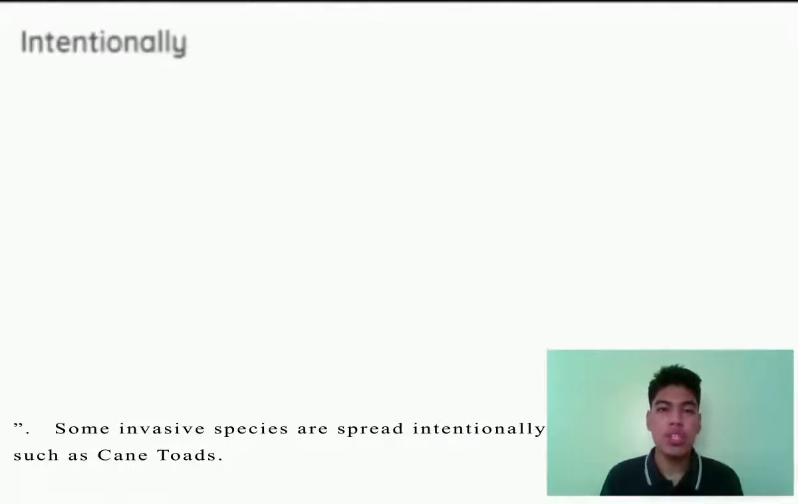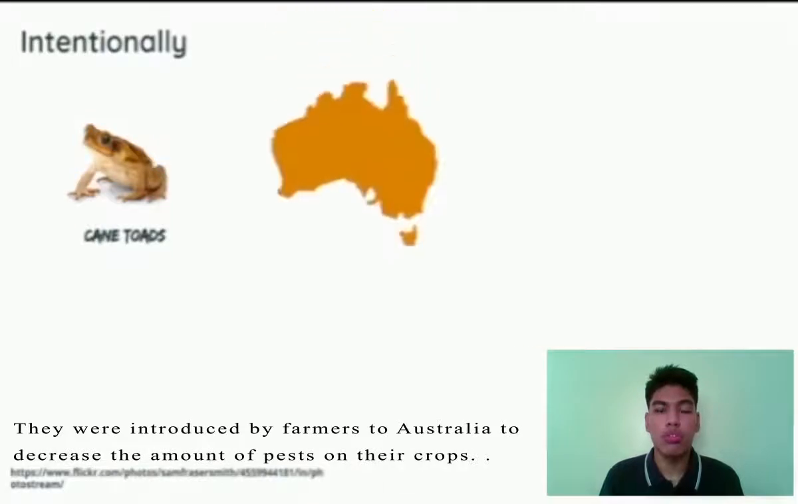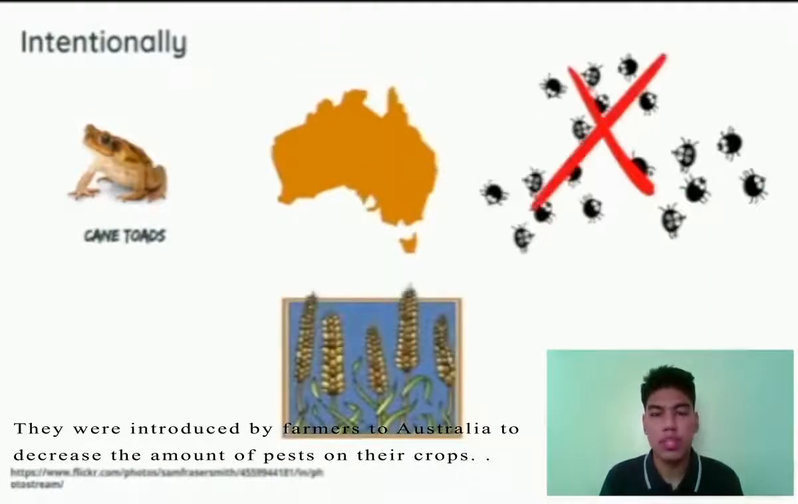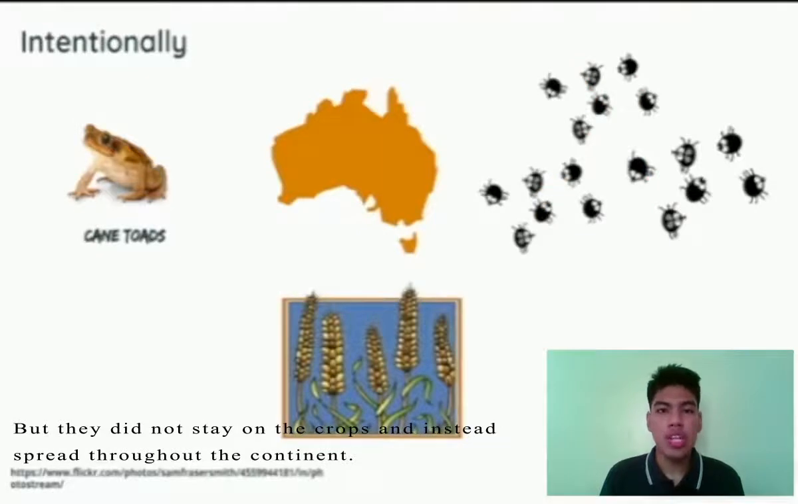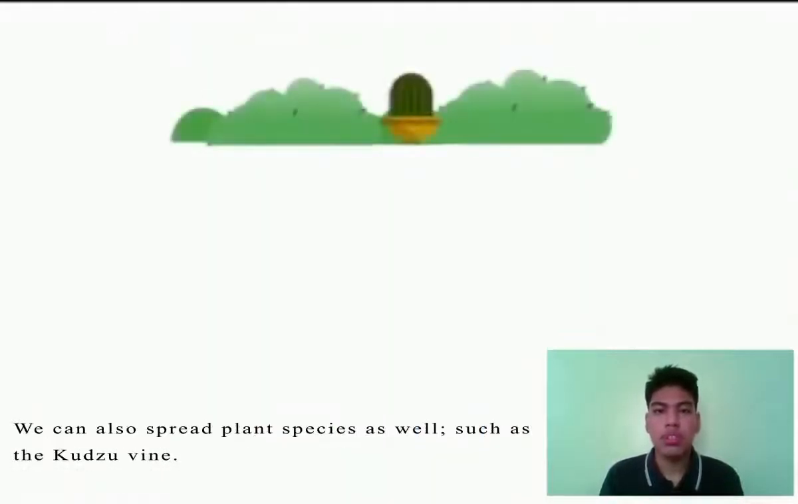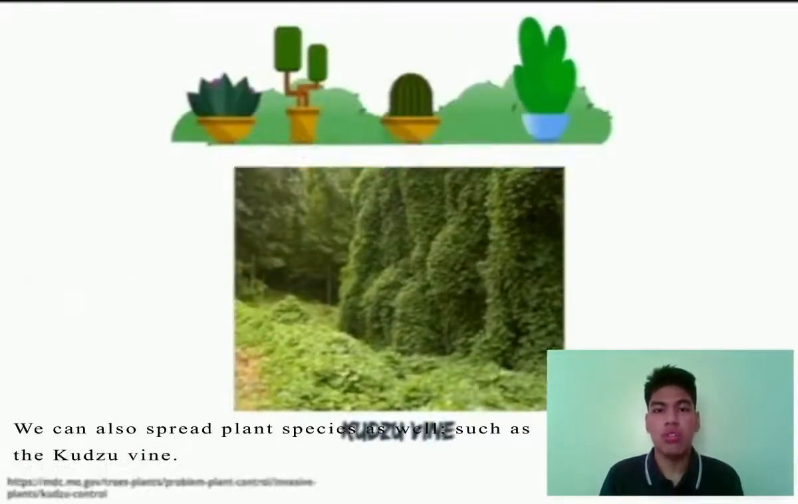Some invasive species are spread intentionally, such as cane toads. They were introduced by farmers to Australia to decrease the amount of pests on their crops. But the cane toads did not stay on the crops and instead spread throughout the continent. We can also spread plant species as well, such as the kudzu vine.